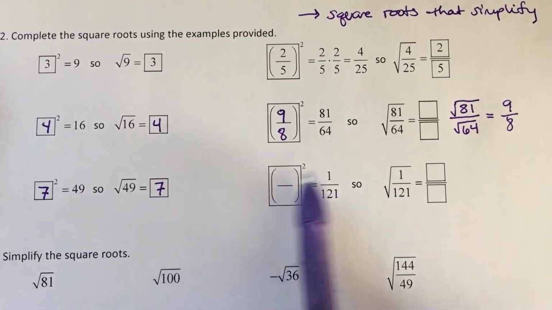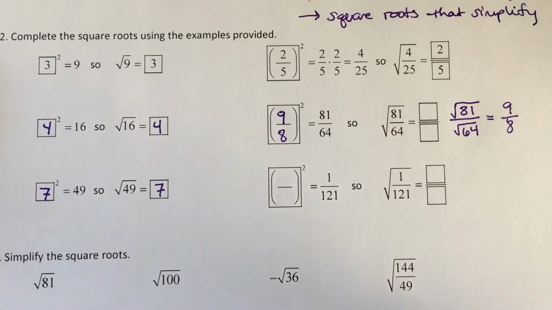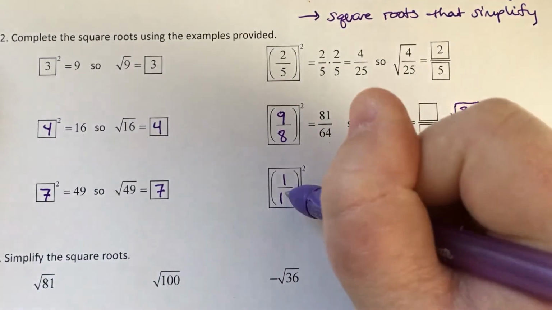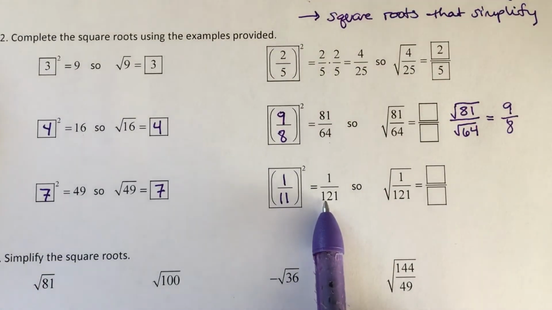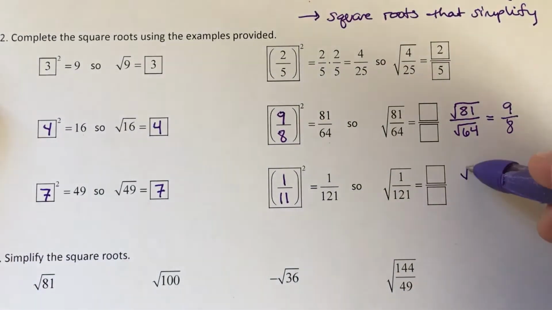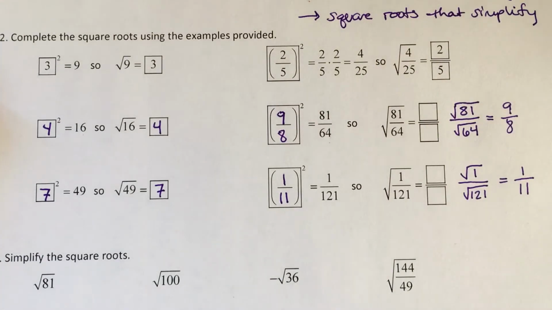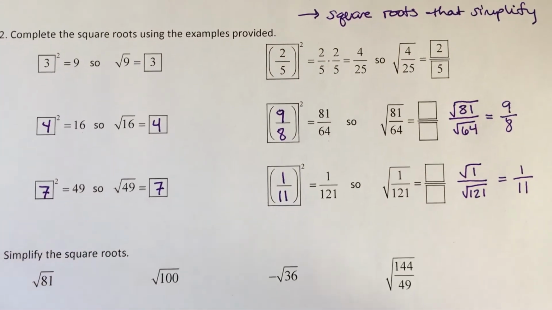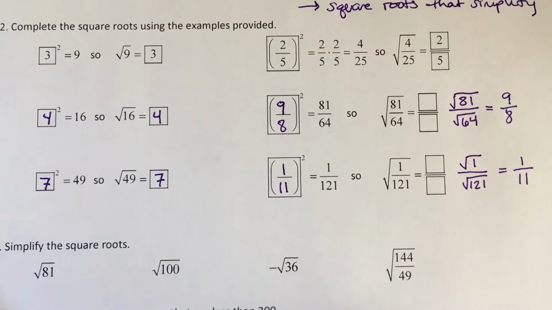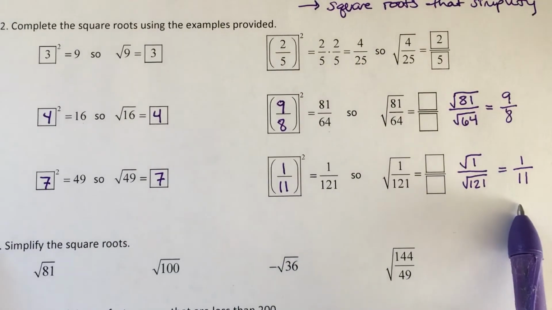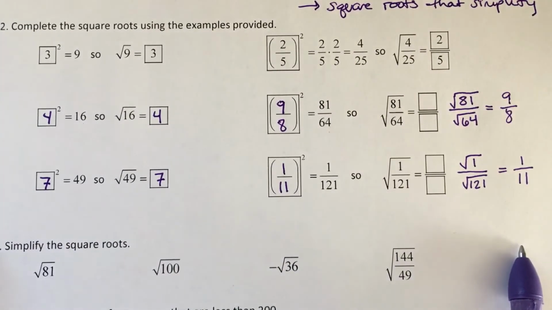So if we're looking for what squared would make 1 out of 121, well, 1 squared makes 1. 1 times 1 is 1. And 11 squared is 121. Or in the opposite operation, we could do the square root of 1 and the square root of 121 separately to get 1 out of 11, or 1/11. All right, so those are sort of our easy square roots in that they simplify down to either whole numbers or something that doesn't have a square root in the end. So even though these are fractions, at the end they don't have a square root in them.